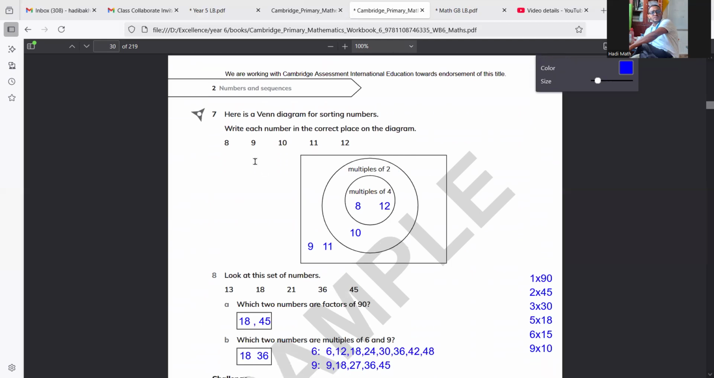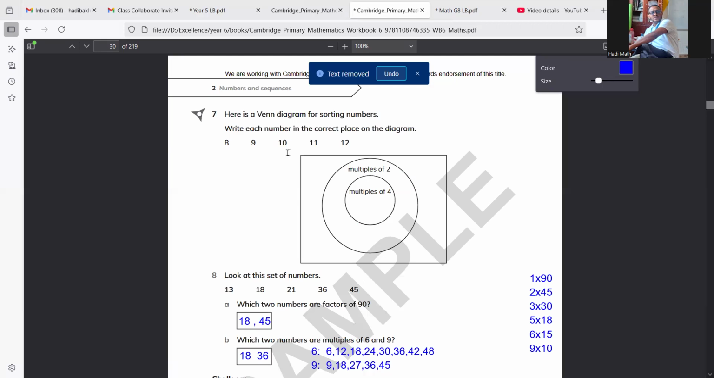Let's see this Venn diagram, number 7. They say here's a Venn diagram for sorting numbers. Write each number in the correct place on the diagram. You have 8, 9, 10, 11, 12. Okay, so we need to go one by one and see each one, where is it? If you go to the 8, 8 is a multiple of 4. Yes. That means it's a multiple of all the factors of 4. The factors of 4 are 1 and 2 and 4. So the 8 will be over here in this place.